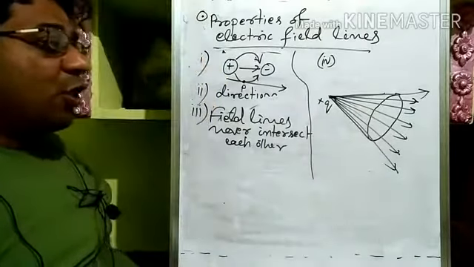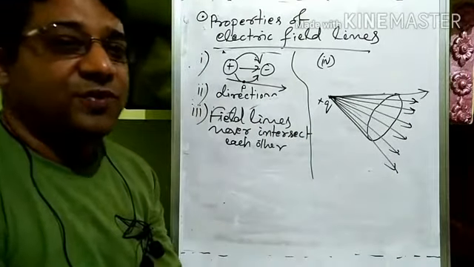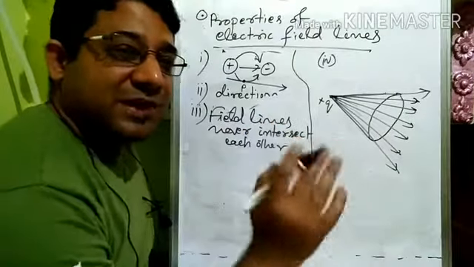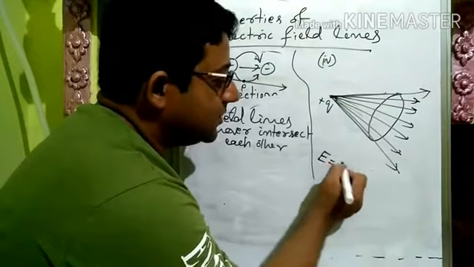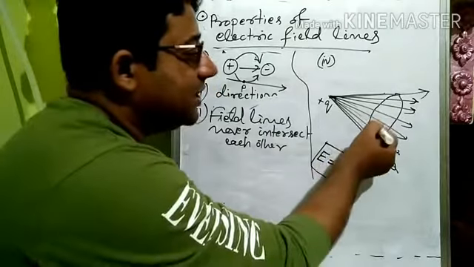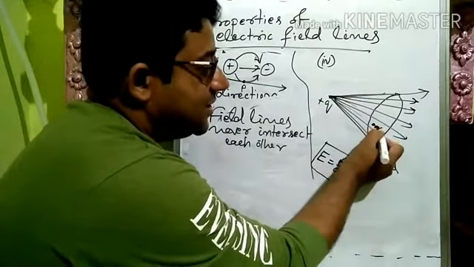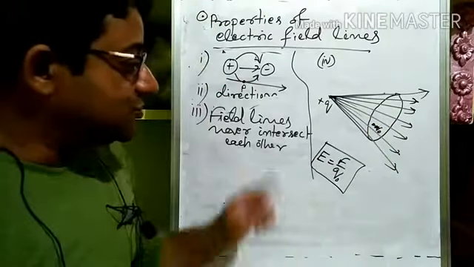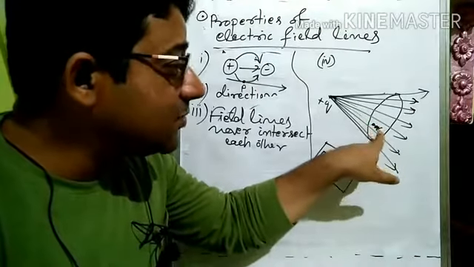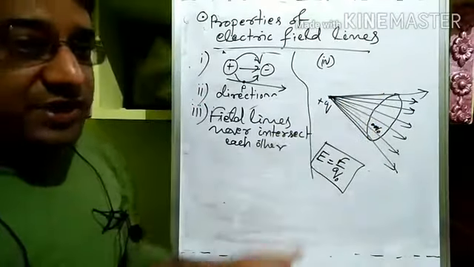Okay, now what is the strength of that electric field? There are two views to look at it. Listen to it carefully. One view is the pure mathematical view, where we said E is equal to F by Q. So at any point, if we are taking some test charge Q0, we will find out what force it is experiencing, and that much force divided by Q0 will be the field strength, the field intensity at that point.